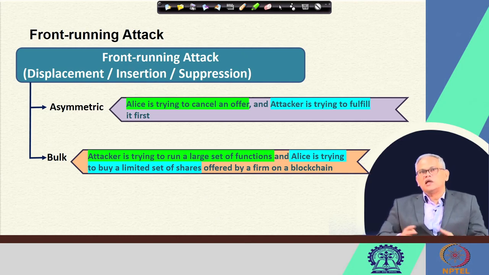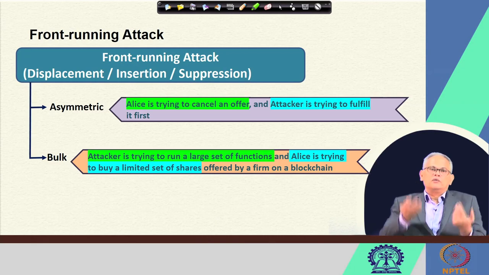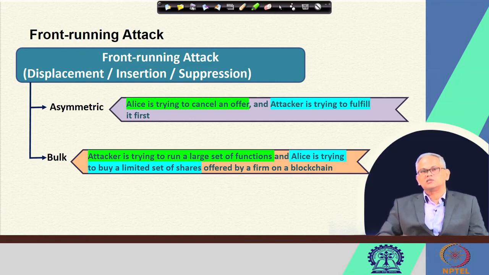In bulk, the attacker is trying to run a large set of functions and Alice is trying to buy a limited set of shares offered by a firm on a blockchain. What can happen is that this purchase by the attacker will cause the prices to go up and it will force Alice to carry out her transactions at a different state, because of the large set of functions that the attacker is carrying out.